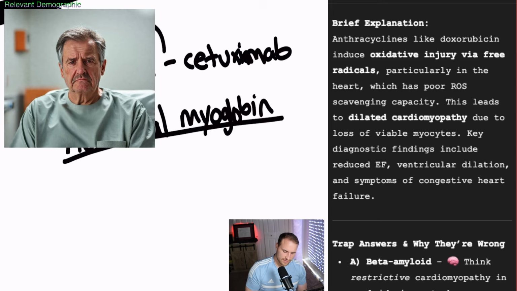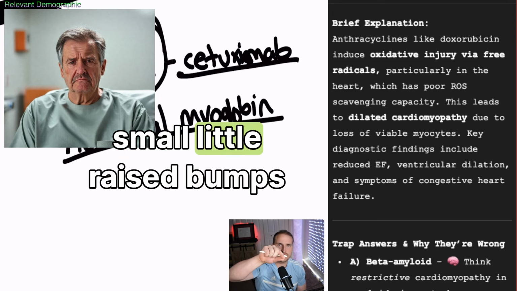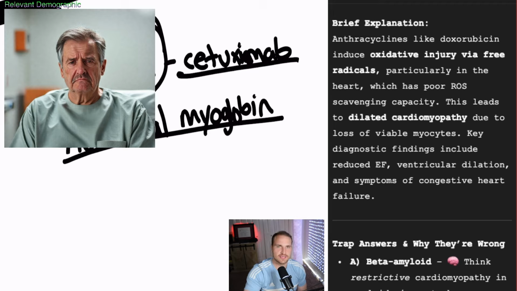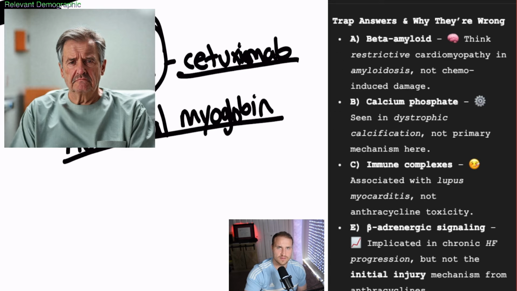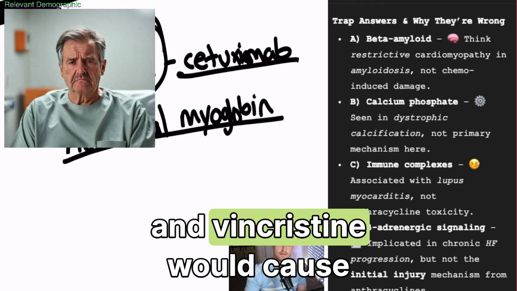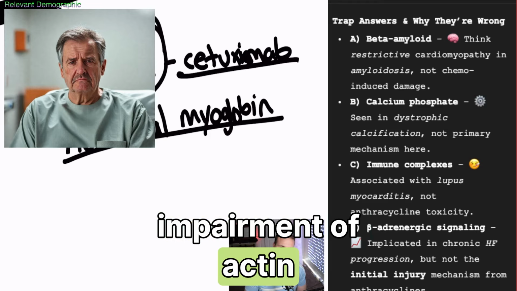All right, now, some of you guys might be wondering about EGFRs. So EGFR inhibitors, like cetuximab, are actually going to cause a papulopustular rash, not cardiomyopathy. Papulopustular just means you have the papules, which are the small little raised bumps, and the pustules, which are pus-filled. So you get that redness, the flushing of the skin, the raised bumps with pus, and that's related to blood vessel dilation, bacterial overgrowth, that kind of stuff. It's not the abnormal myoglobin, because anytime you think of myoglobin release, you should think of rhabdomyolysis, not chemotherapy induction. And vincristine would cause impairment of actin synthesis.